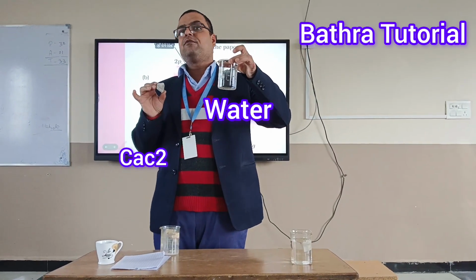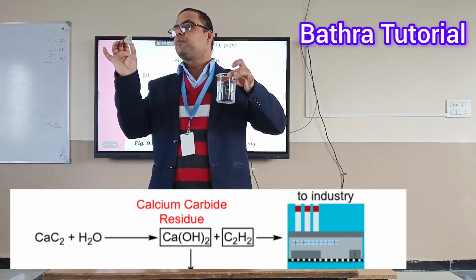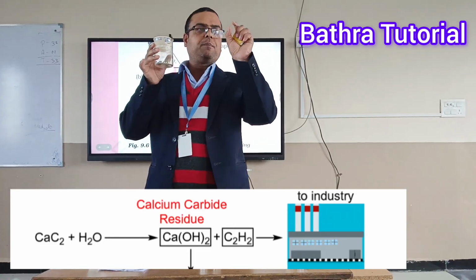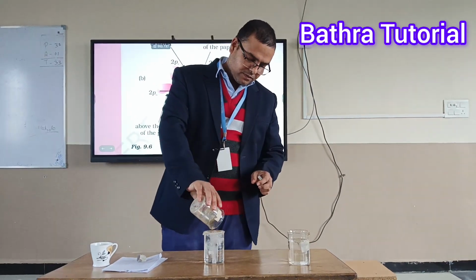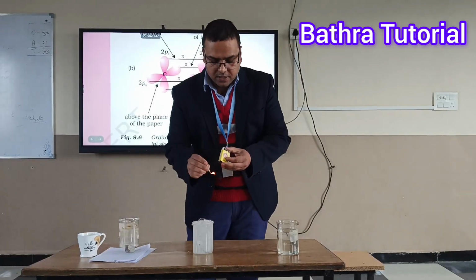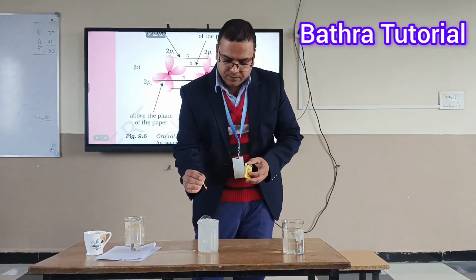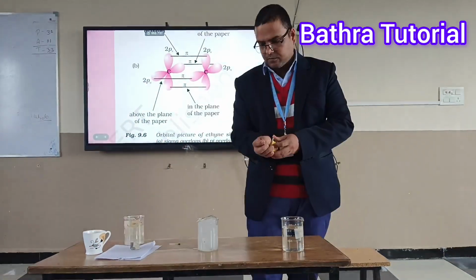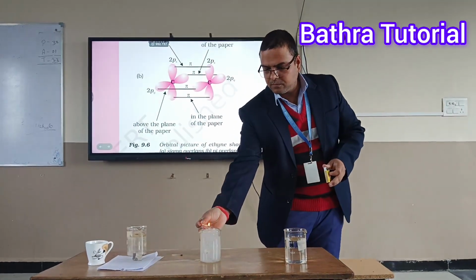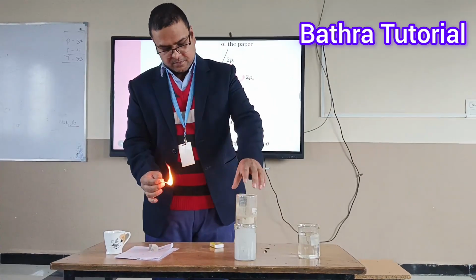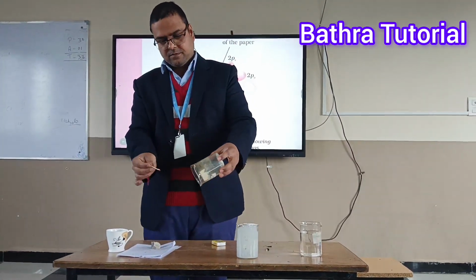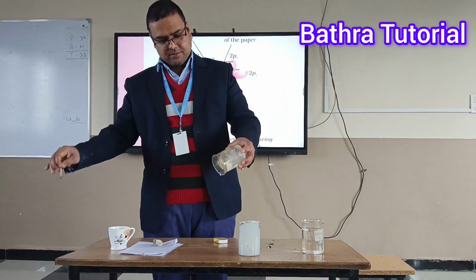Now I have water in my hand. We will take a small piece of calcium carbide and add it to the beaker. The acetylene gas comes out in the form of bubbles. We will ignite it. Yay! You can see the gas catches fire. And the beaker becomes hazy because of the formation of calcium hydroxide.